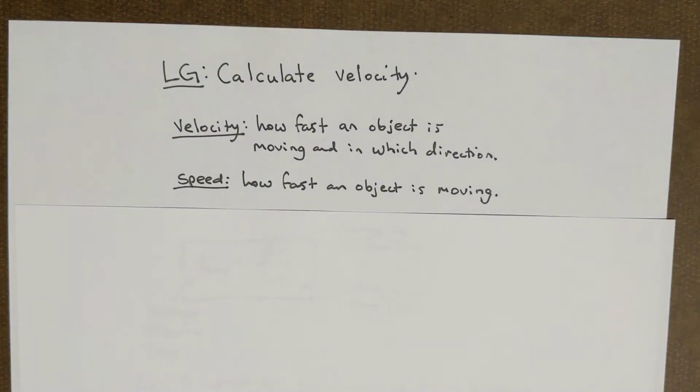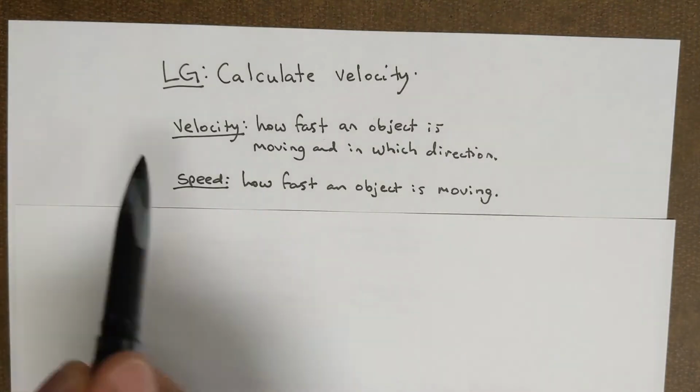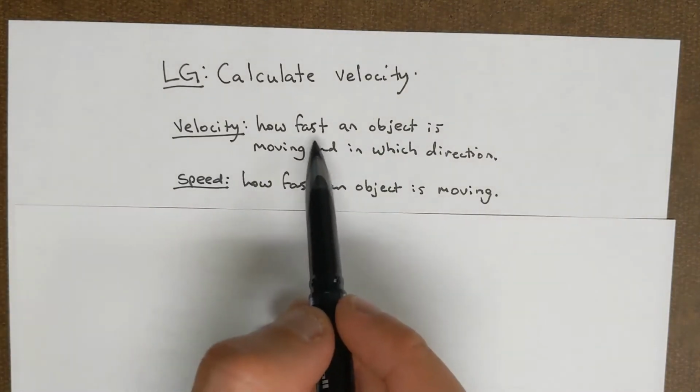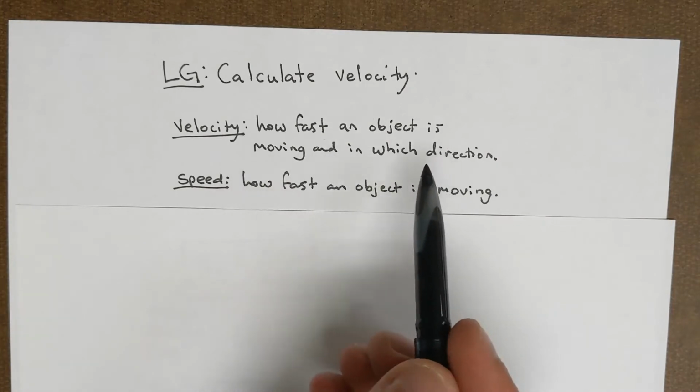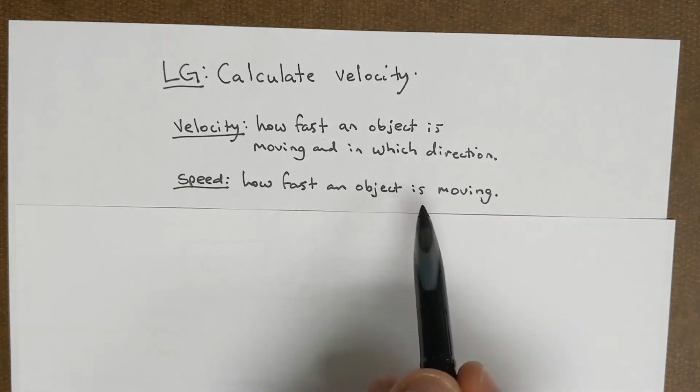Today's learning goal is to calculate velocity. Okay, so we're going to be defining two new terms. Velocity is how fast an object is moving and in which direction, and speed is how fast an object is moving.